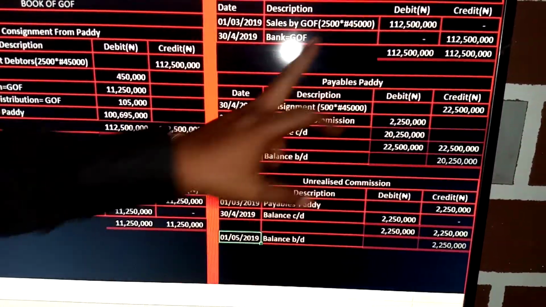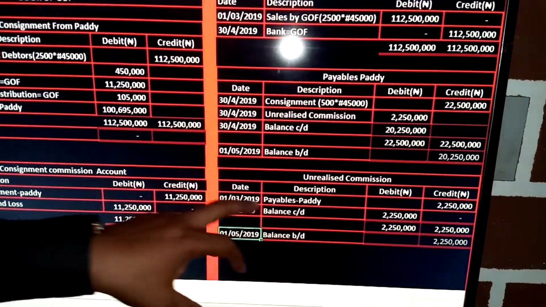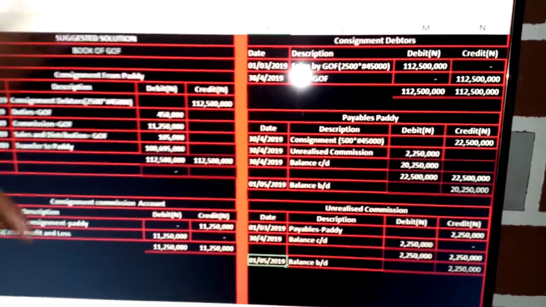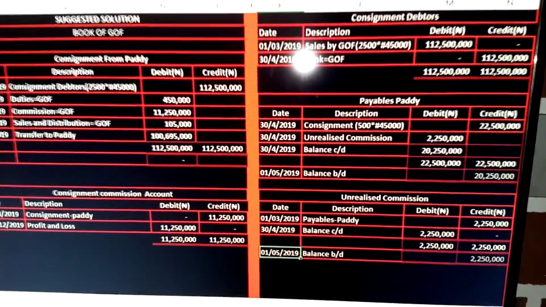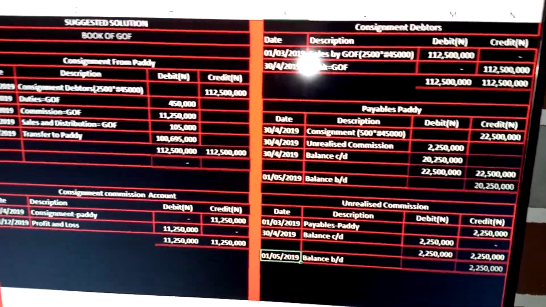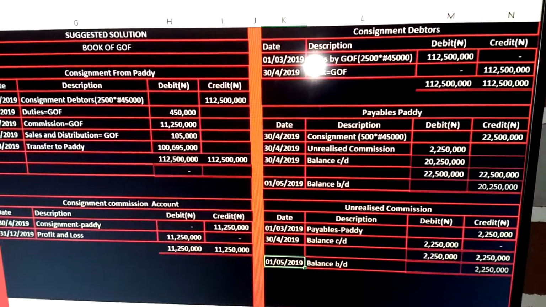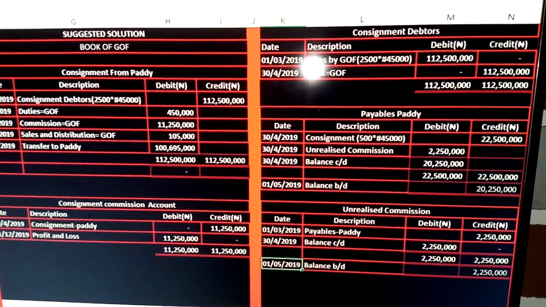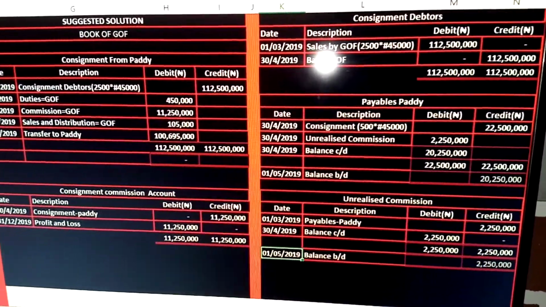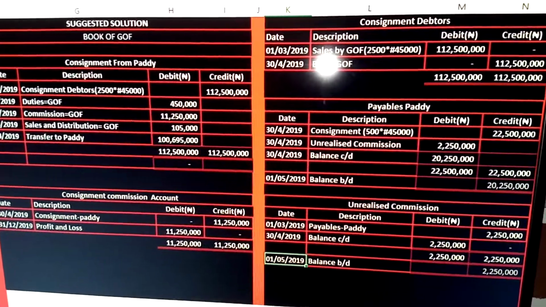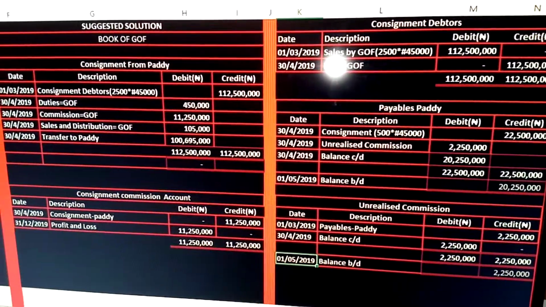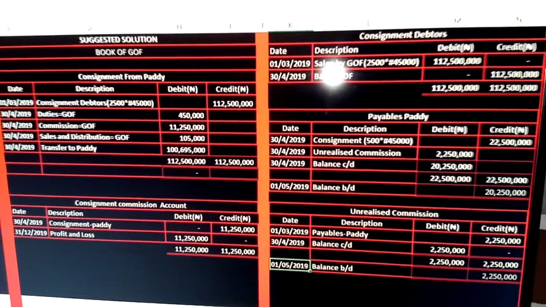So this becomes the unrealized commission from Paddy's payable account. You can see it there, balance carried down, balance brought down. Basically, what we are doing is still double entry. Payables is your payable, creditors. Unrealized commission is just like saying prepaid income. It's a liability, so it takes the same behavior as your payables, credit balance. Consignment debtors are debit balances if they are owing and yet to pay. And when they pay, you debit the medium of payment, which can be bank.